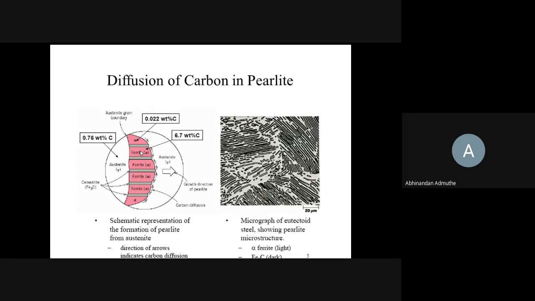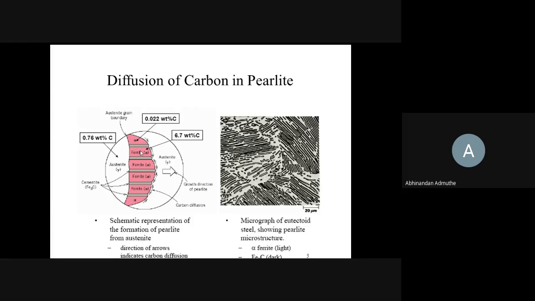In the formation of pearlite, diffusion of carbon plays a very important role, because every time carbon diffuses into the cementite, the surrounding region is poor in carbon, so ferrite forms. Again, the excess amount of carbon diffuses out from the ferrite, so again cementite forms. Like that, the role of carbon in the formation of pearlite is very vital. So due to the diffusion process, pearlite has formed.